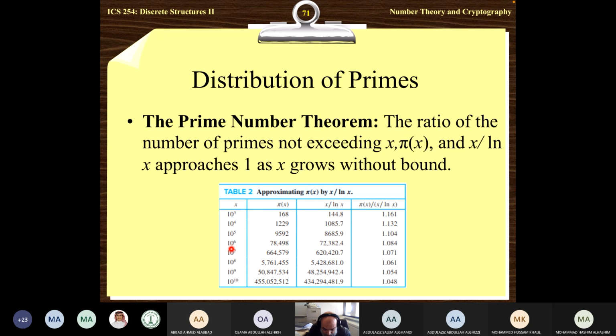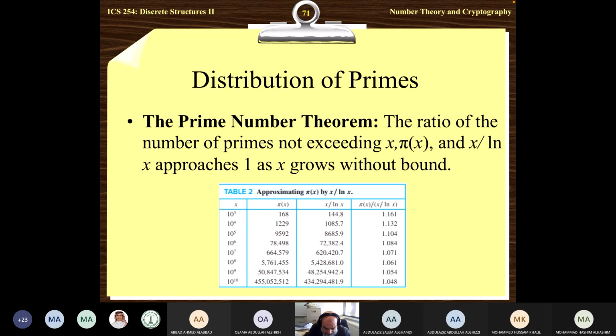When you go to 1 million, the number of prime numbers less than 1 million is 78,498, and 1 million divided by ln 1 million is 72,382.4. Now, the ratio is 1.084. It is off by 8.4% only.